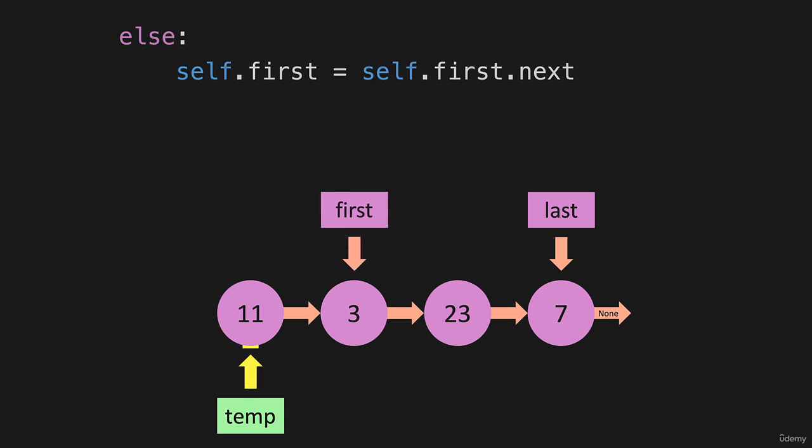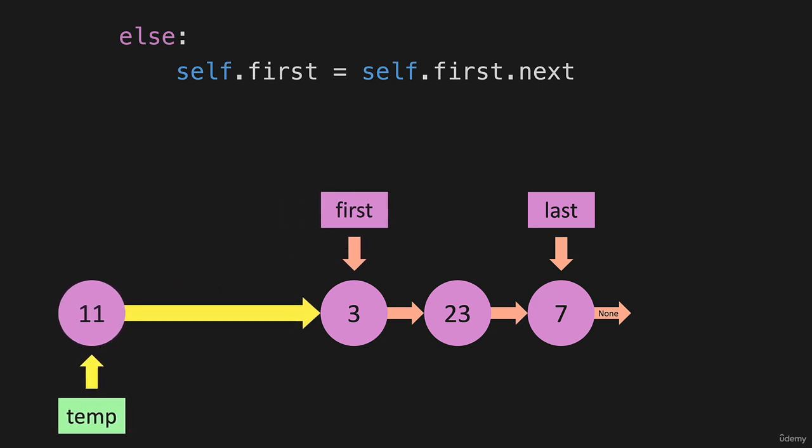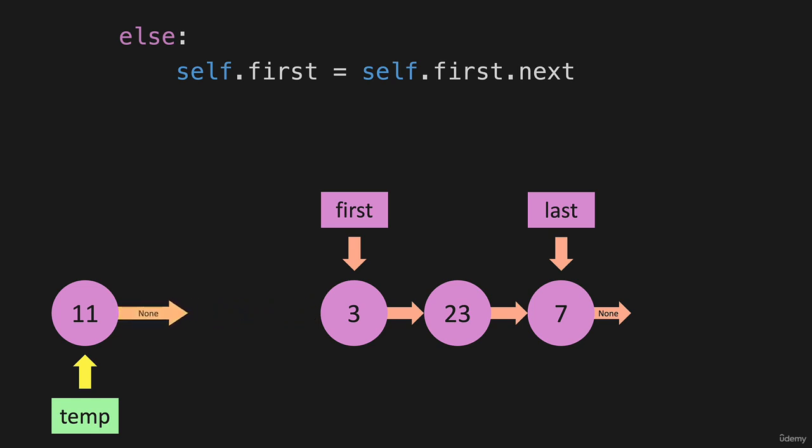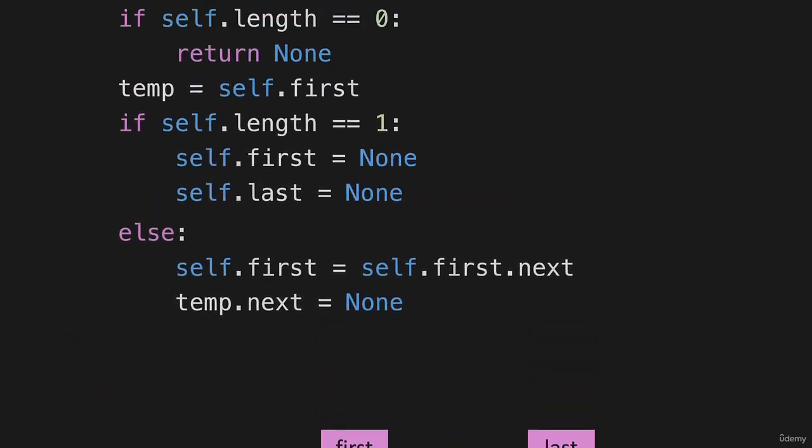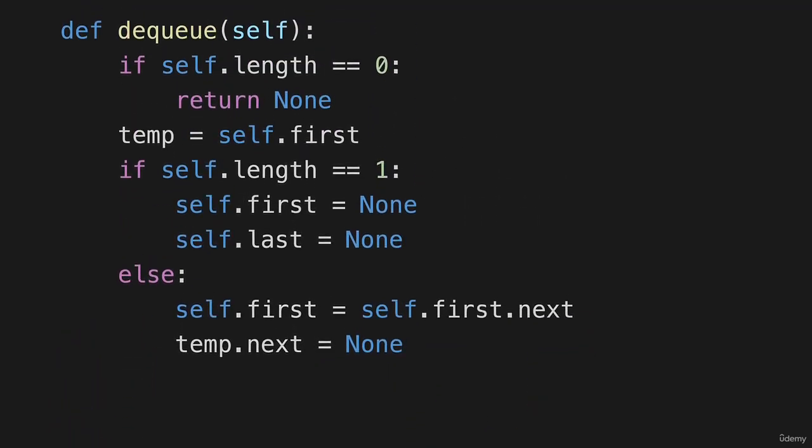Then we'll say temp dot next is none. And we'll do that with this line of code here. Temp dot next equals none. And that removes that from our queue. So let's look at this with the rest of our code. And the only things left to do are to decrement the length by 1 and return temp. So we'll look at this code in a moment in VS Code.